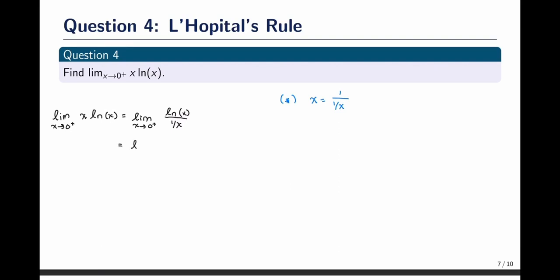So I need to differentiate the numerator, and I need to differentiate the denominator. All right, so derivative of ln of x is 1 over x, and the derivative of 1 over x is minus 1 over x squared. All right, and then finally simplifying this gives me minus the limit of x going to 0 from the right-hand side of x. And of course, this just evaluates to 0.